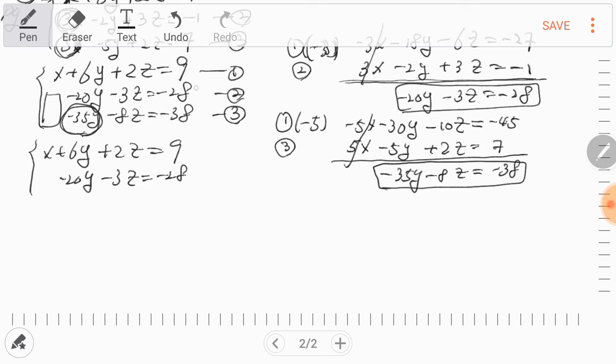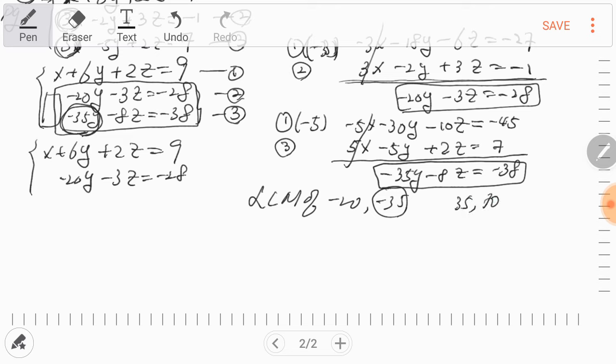As we can see in these two equations, what's the LCM of the coefficients of y, negative 20 and negative 35? The LCM is the smallest common multiple. Let's try from 35. Multiples of 35 are 35, 70, 105, 140, and so on. Let's check whether each is a multiple of 20. 35 is not, 70 is not, 105 is not, but 140 is a multiple of both 20 and 35. So the LCM is 140.